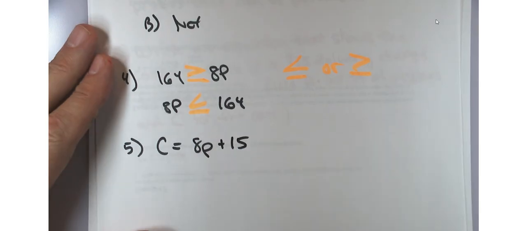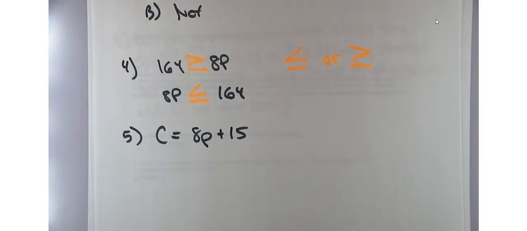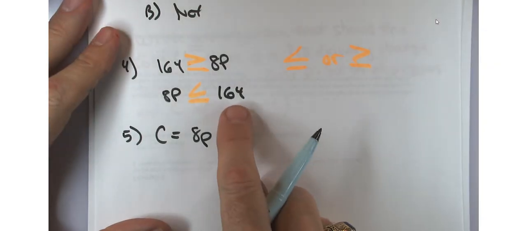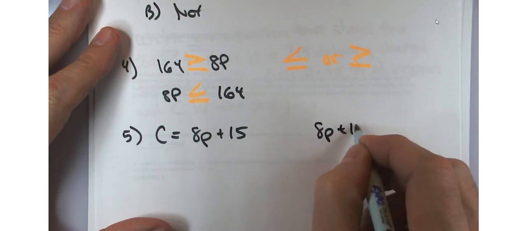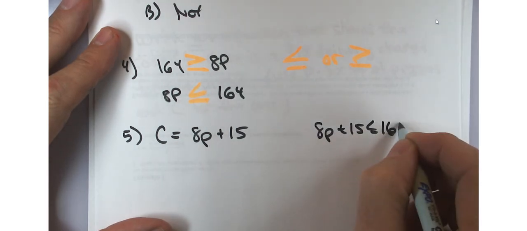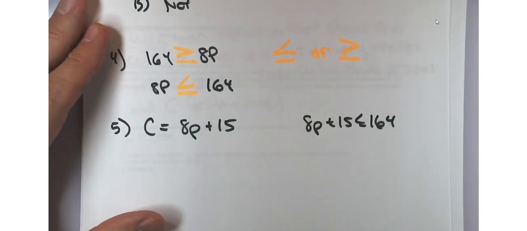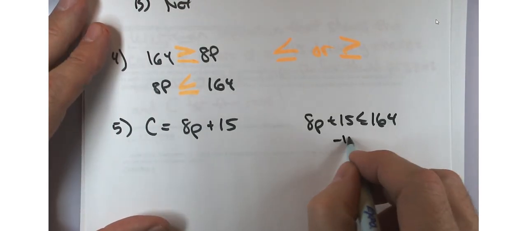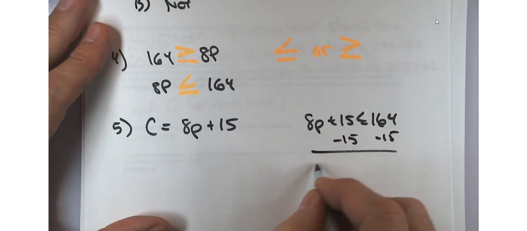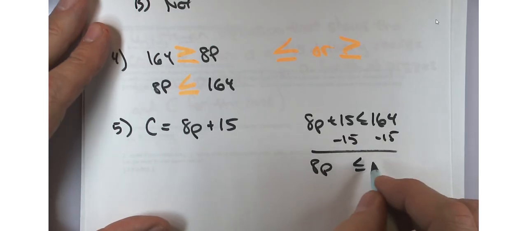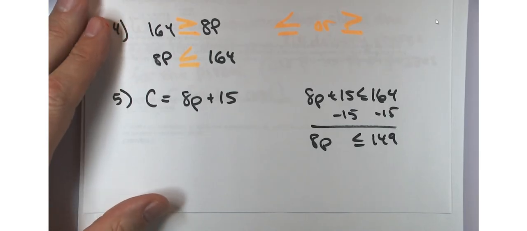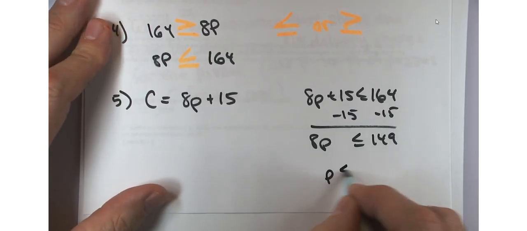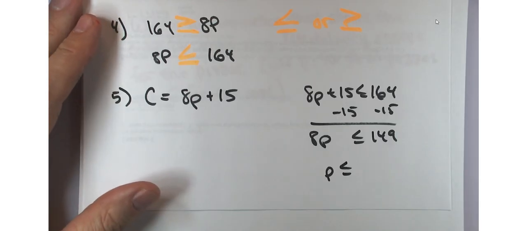Plus 15. Now, if you have to pay that delivery charge and keep the number of pizzas to a sufficient amount so we don't blow our budget, then we would want to solve 8p plus 15 is less than or equal to 164. I could actually solve that. So minus 15 on both sides. 8p is less than or equal to 149. Divide by 8. P is less than or equal to, that's going to be some fraction, I think.